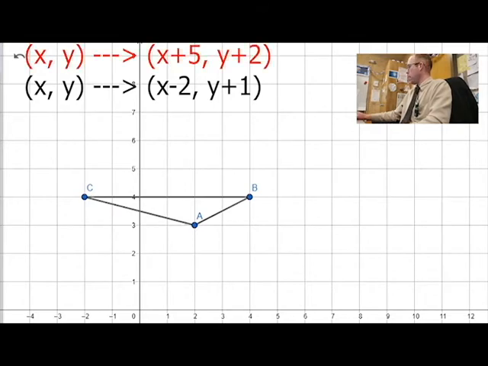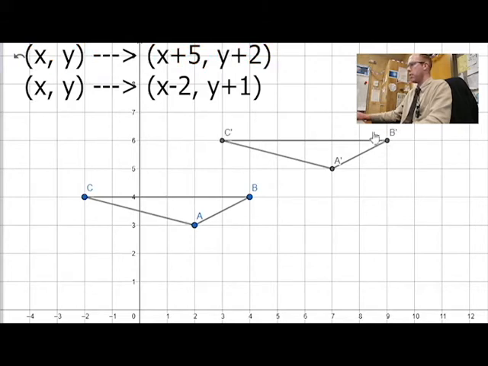So the first one, x y translates to x plus 5, y plus 2, means that our x value is going to the right 5 and our y value is going to go up 2. So we'll do those two parts separately. We're going to go to the right 5, followed by a vertical translation up 2 units. So there's our new triangle. The points A, B, and C have become A prime, B prime, and C prime.